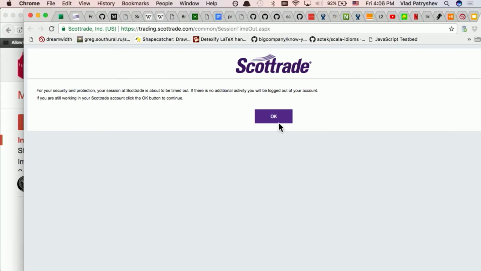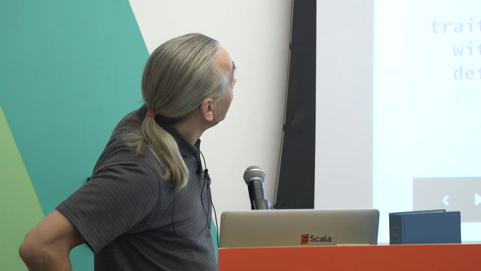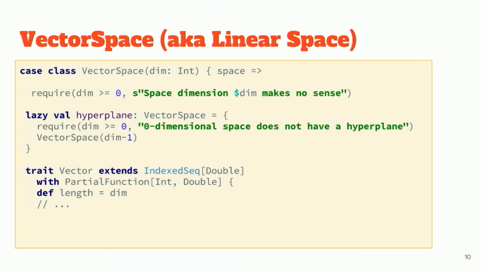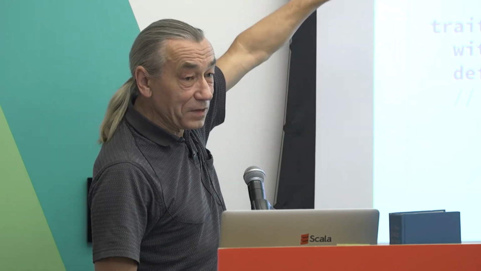So we check that dimension is positive, so we're not dealing with negative dimensions or fractional or irrational. And we have this trait Vector. It's an index sequence with a special function, meaning that given an index, it returns a value, right? But the length of that vector is the specified dimension. And you cannot mix vectors from different spaces because they belong to different instances.